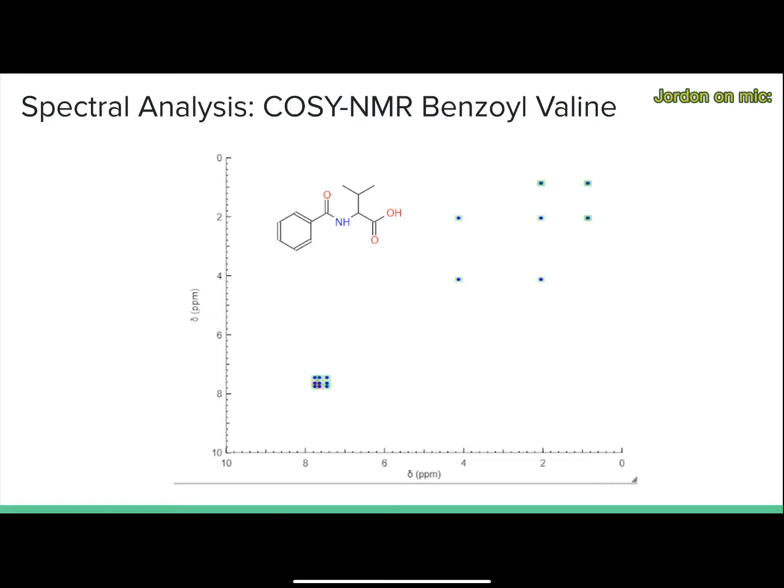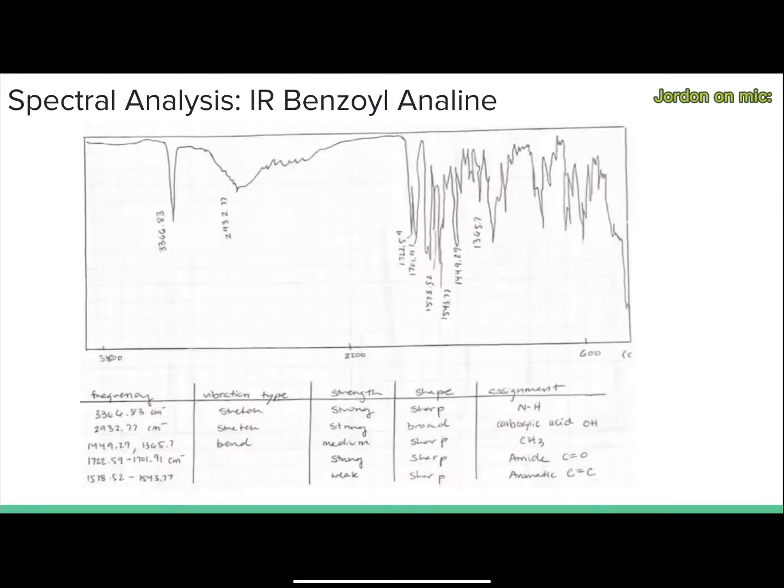In the COSY NMR for benzoyl valine, we have two significant peaks. For the group just before 8 ppm for the benzene ring, and the group at around 1 ppm for the alcohol. In the IR for benzoyl alanine, we have three significant peaks. For the secondary amine, at around 3366 frequency, we have a stretching vibration type with a strong, sharp peak.